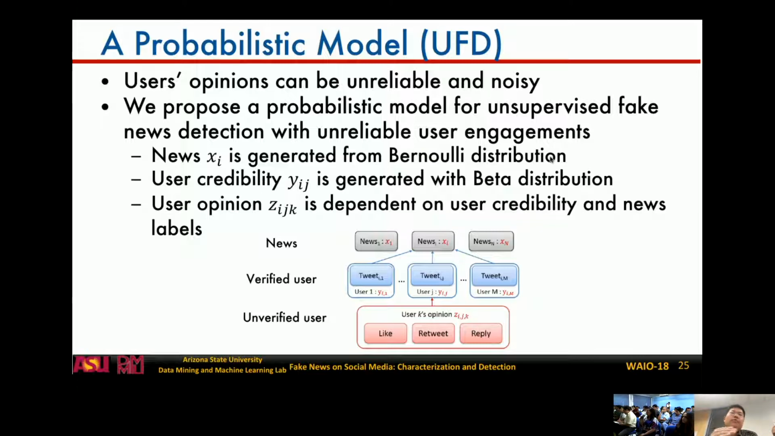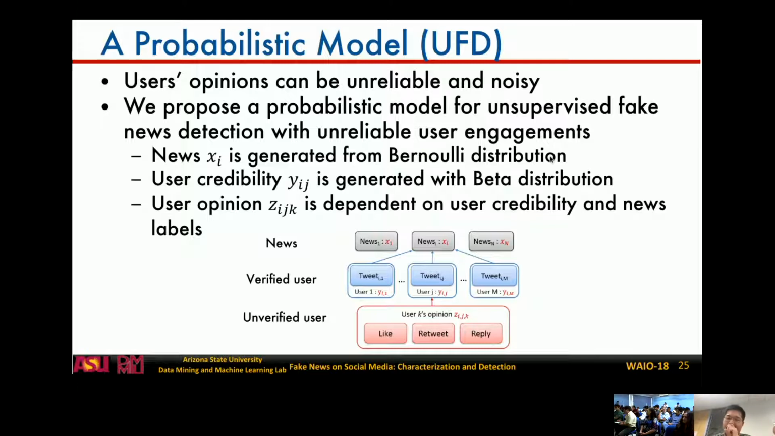Essentially, we have the following three assumptions. The first one is that the news is generated from a Bernoulli distribution. The second one is that the user credibility Yij is generated from a beta distribution. And the third one is, because we try to model the user opinions, that the user opinion depends on the user credibility and the news labels. These are the basic three assumptions we used in the paper, and based on them we build the probabilistic models.